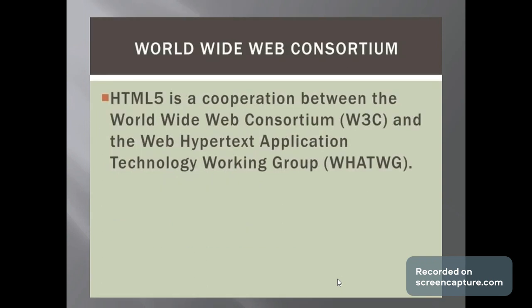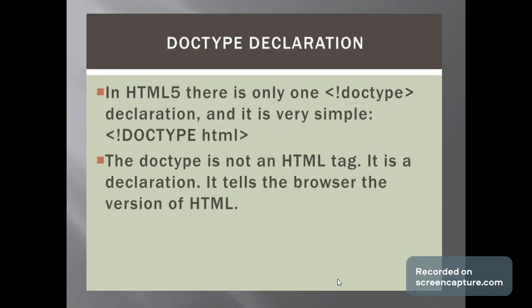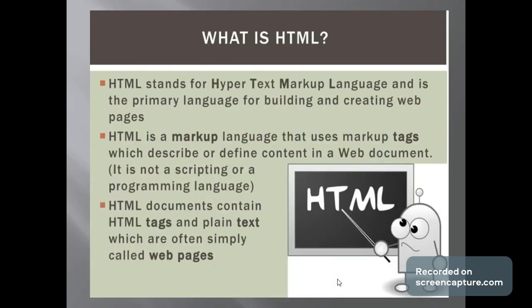World Wide Web Consortium. HTML5 is a cooperation between the World Wide Web Consortium, also known as W3C, and the Web Hypertext Application Technology Working Group. Doctype declaration. In HTML5, there is only one doctype declaration, and it is very simple. It's also known as <!DOCTYPE html>. The doctype is not an HTML tag, it is a declaration. It tells the browser the version of HTML.